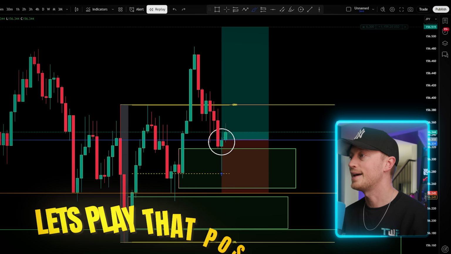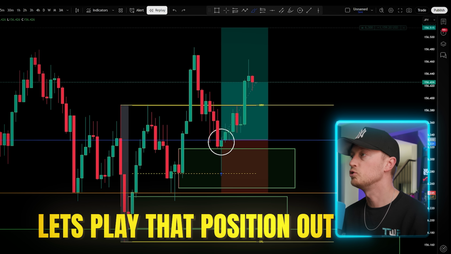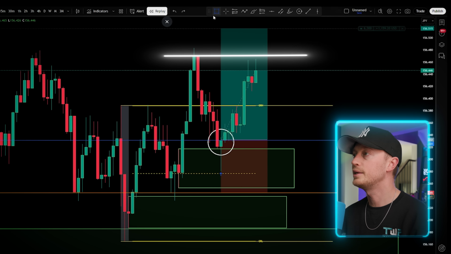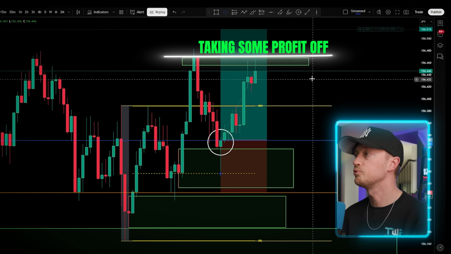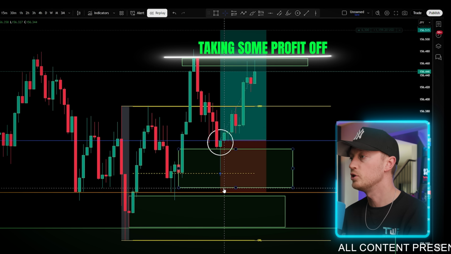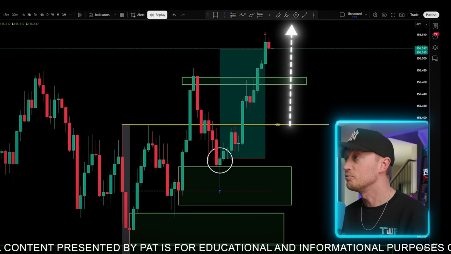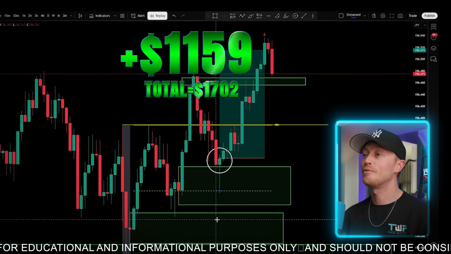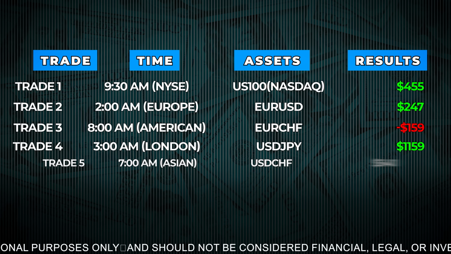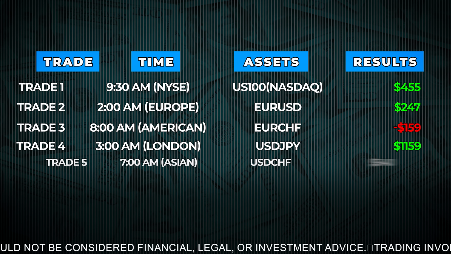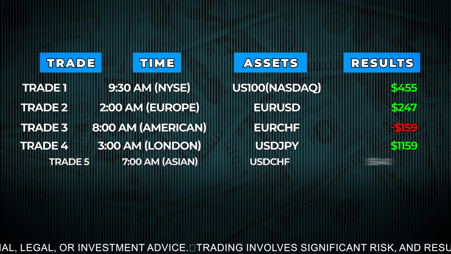So let's play that position out. You can see it goes well. Maybe at this level right here, I would be considering taking some profit off of the table like I often do, setting that stop loss to break even, and then letting the rest of the position ride, smashing my take profit for 1159. So that big backtest trade got us 1159. I've got one left. Don't miss it.